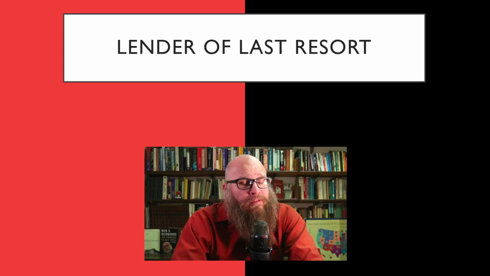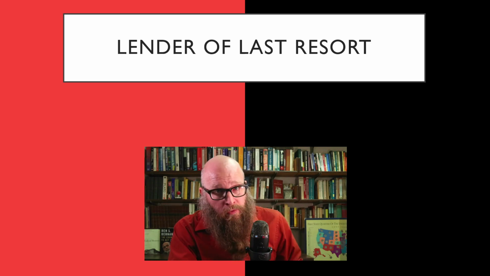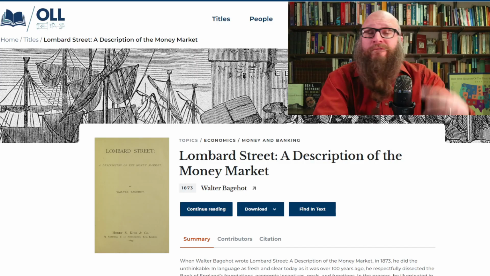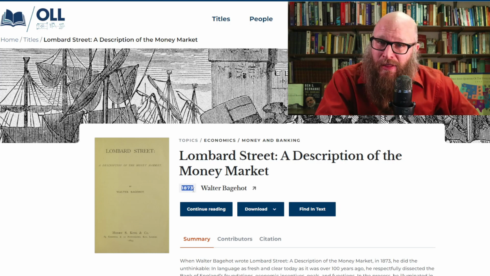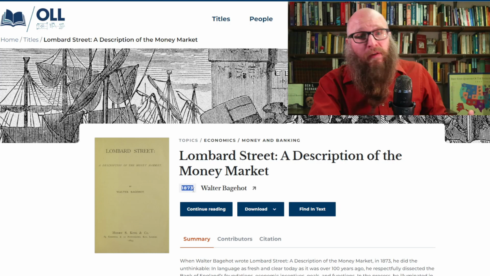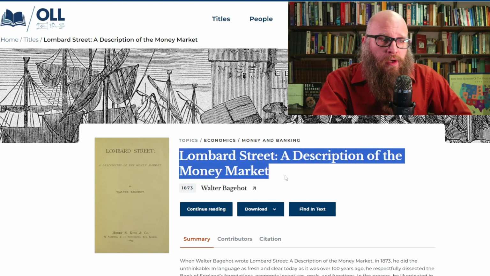They give out loans to banks to prevent them from collapsing, as long as those banks have solid long-term assets to back up those loans. Now, this idea is old. Very influentially, Walter Bagehot wrote a book in 1873 in England discussing the Bank of England, the central bank across the pond. It's called Lombard Street, a description of the money market.